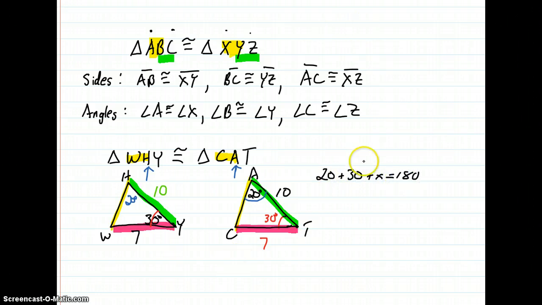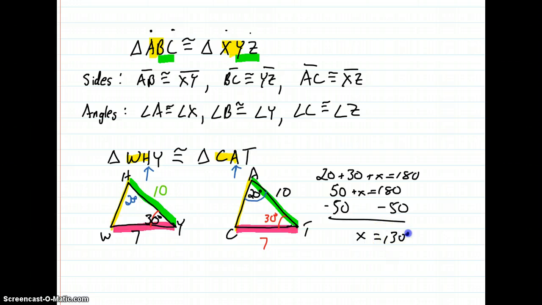So since we know that the angles will add up to 180, we can find angle C. And so we subtract the 50. X equals 130 degrees. So that means that this here is going to be 130 degrees. And that means that this will be 130 degrees. Now my triangles are never drawn to scale, so even though that looks like an acute triangle, since we did the math, we now know it's actually an obtuse triangle.